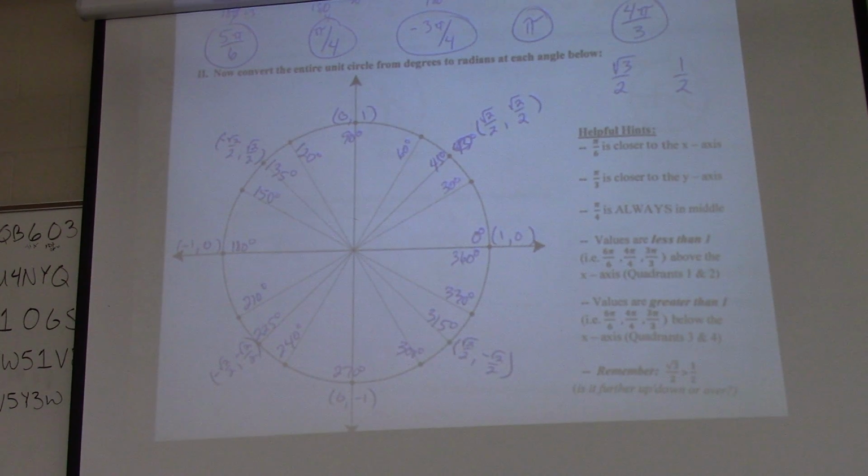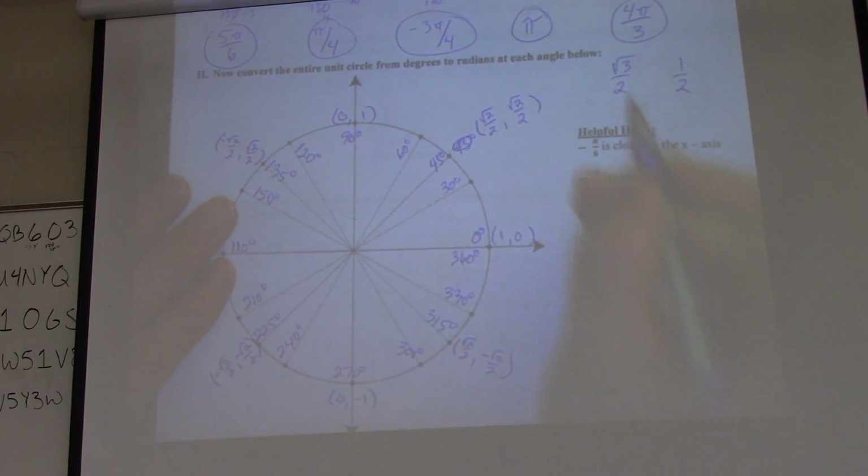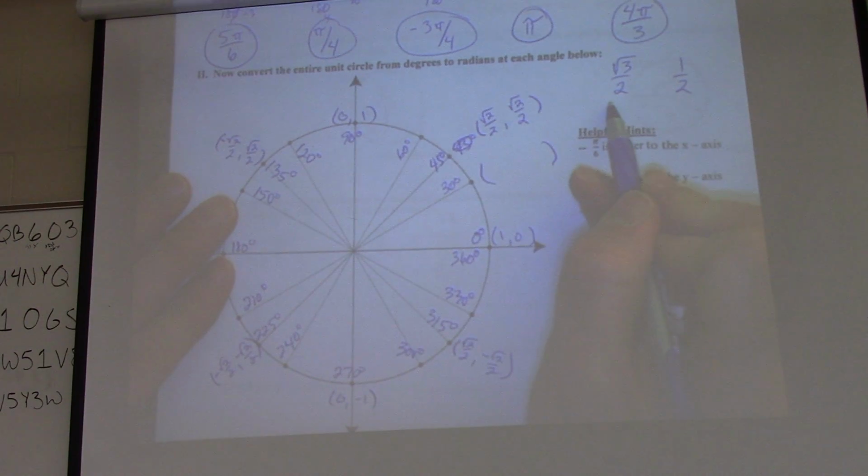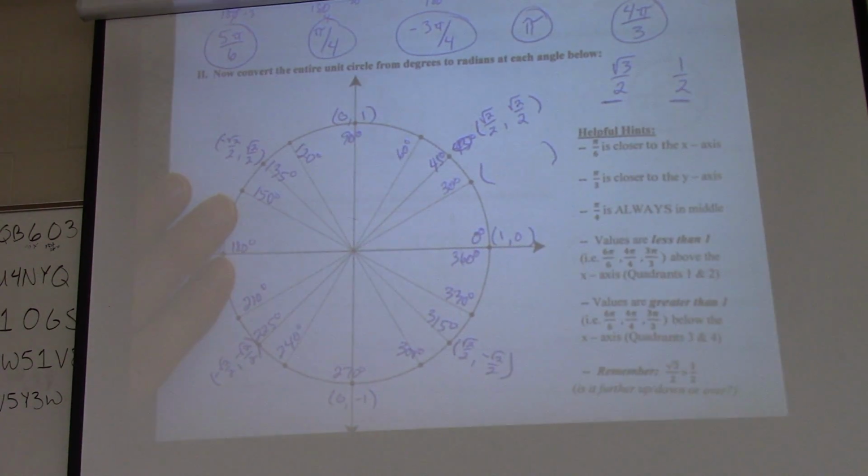What do I know about the square root of 3? Well, it's greater than 1, right? I know what 1 half is. What's 1 half as a decimal? 0.5, right? So square root of 3 over 2 is actually greater than that. It's actually 0.866. But what really matters here is that because that's bigger than that, then every other point on this graph is either this or this. Every other point, okay?